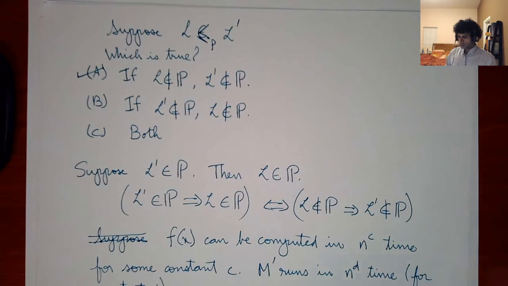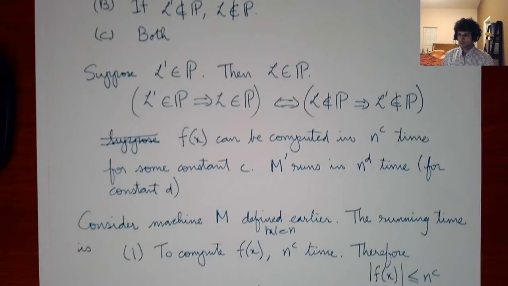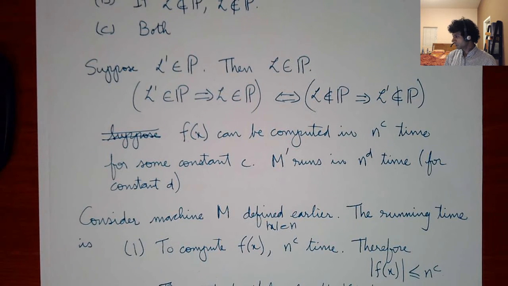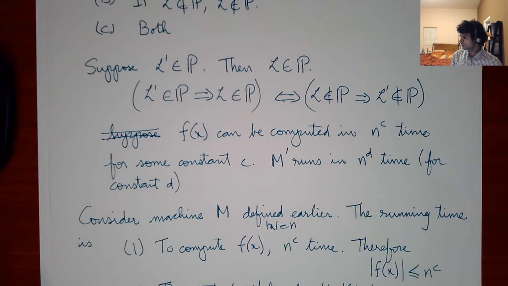Any questions? I just want to verify my understanding. It's almost like you're computing f of x and M prime of f of x, sequentially, and they both run in polytime, so it's just an addition of polytime.